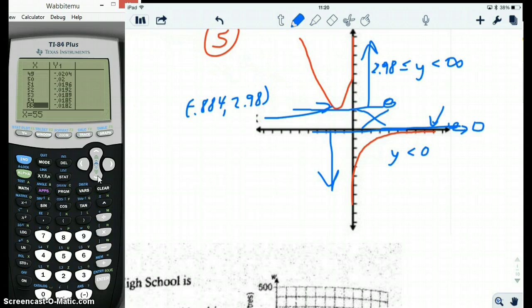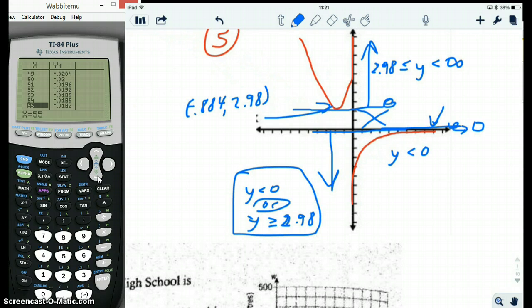So if we want to write the whole thing, we would write y is less than 0 or y is greater than or equal to 2.98. Would we say y is less than 0 and y is greater than or equal to 2.98? No, we wouldn't, because it can't be both at the same time, so we need to say or. Okay, so that is our asymptote, or our range for number 5.